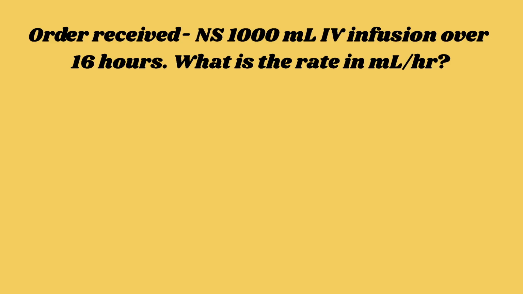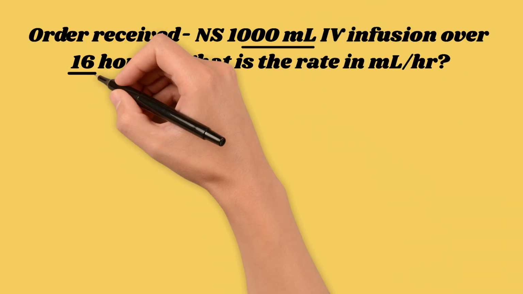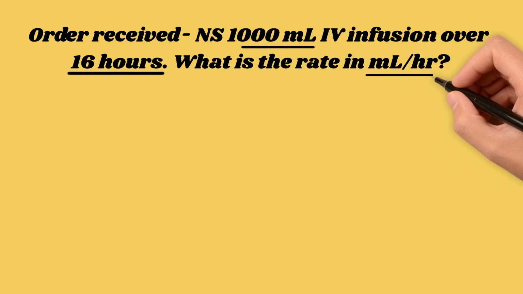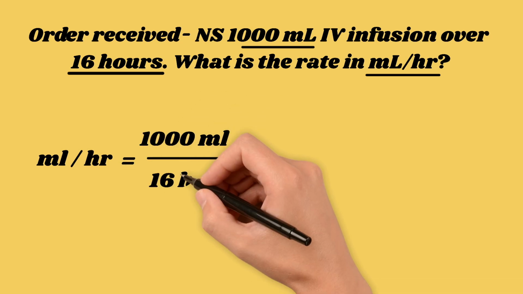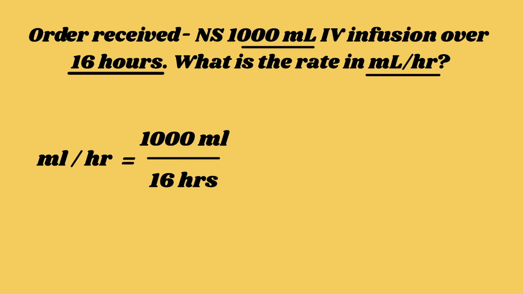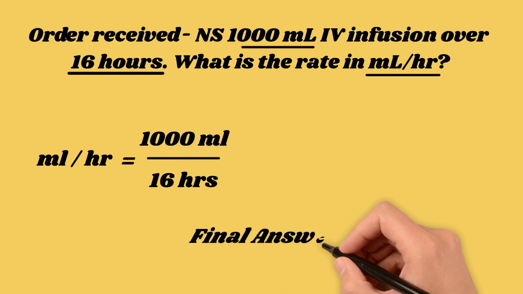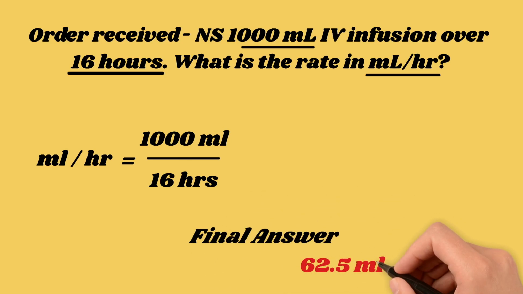So again, starting from the beginning, let's underline the things that are important. 1000 mLs, 16 hours, and mLs per hour. So what we're looking for is mLs per hour, so we'll write that first. So what out of here can we use? Take the 1000 mLs and put it over 16 hours and divide to get our mLs per hour. So 1000 divided by 16, our final answer is 62.5 mLs per hour.